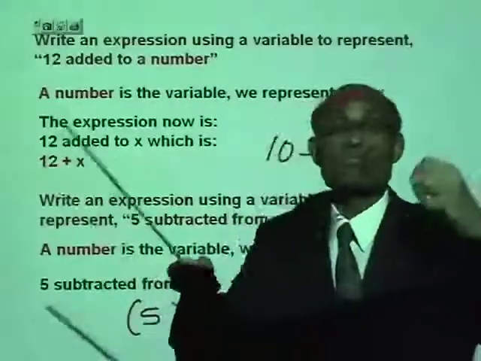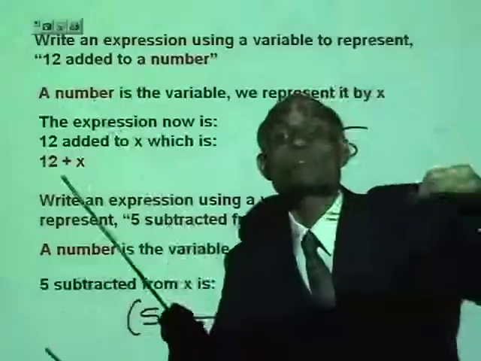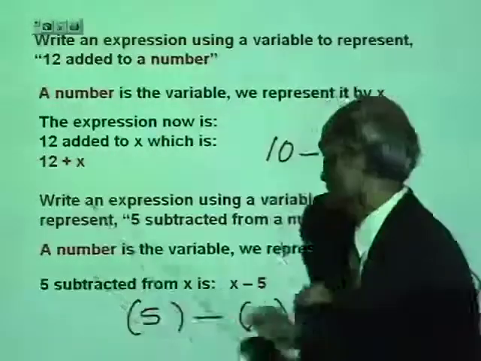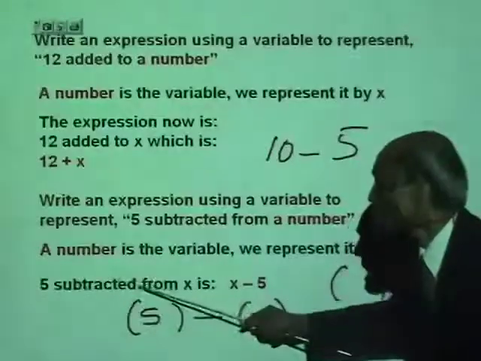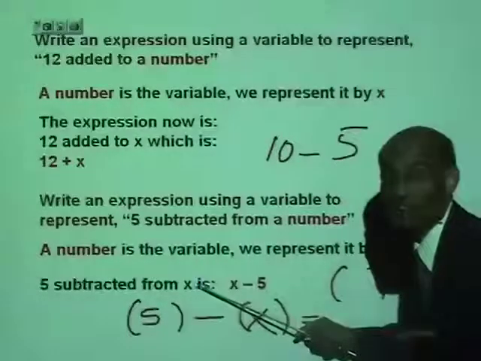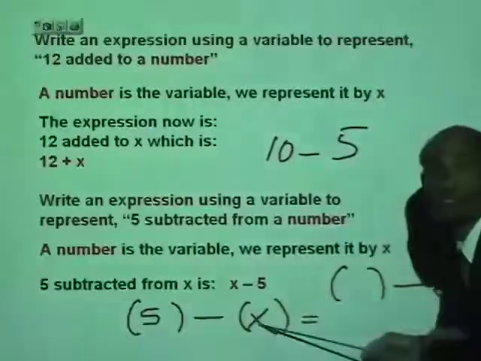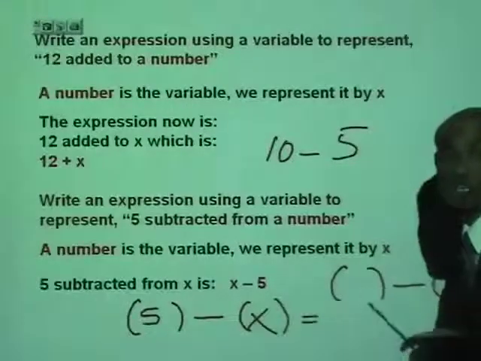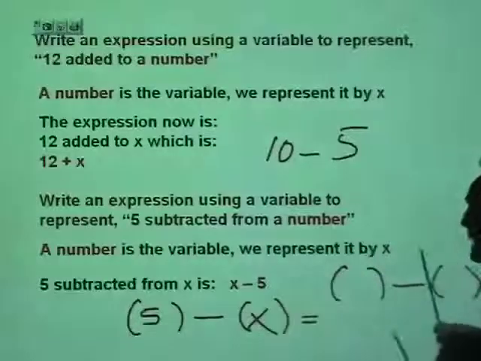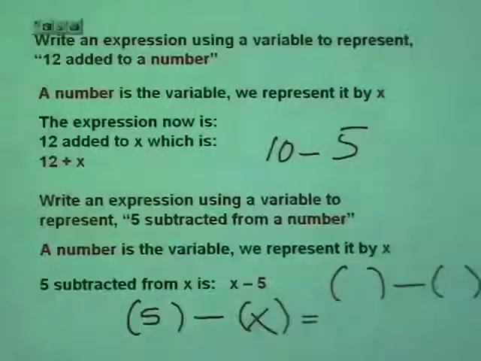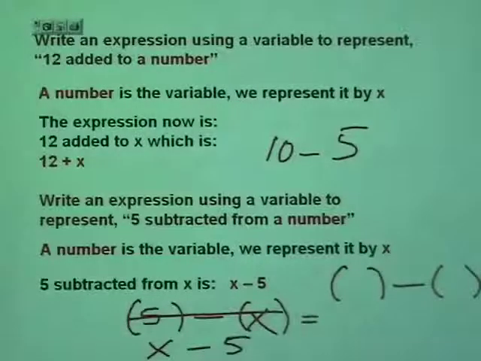20 is taken from 100. 100 minus 20. So, here you have 5 is subtracted from x. Is this correct? No. So what is the correct way to write 5 is subtracted from x? You must write it as x minus 5. That is the correct way to write it.